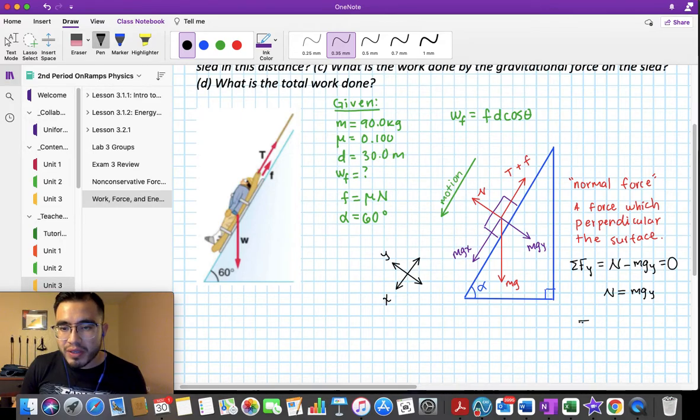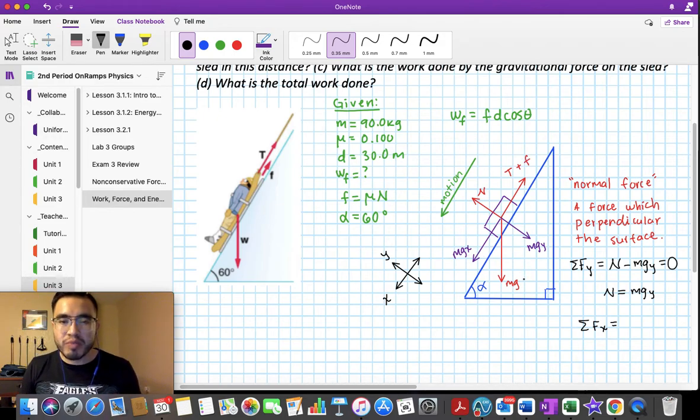We'll sum the forces along the x direction. I said x direction, and this is the x direction. Some students ask me, what do we do about this one? Well, this one is moving both along the x, sideways and down, so both directions. That's why we break it into components. So we have mgx, tension, and friction.